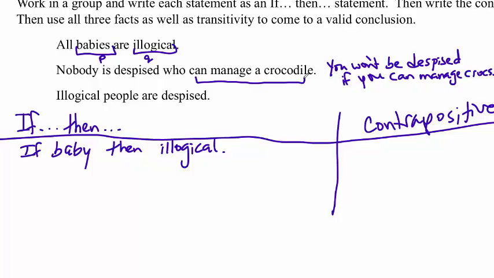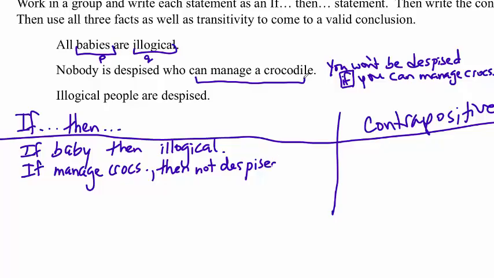Okay, so you won't be despised if you can manage crocs. I find it easier to think of it in those terms. That way I see the if is in the middle. So we're saying if you manage crocs, then you are not despised, to put it in if-then form.